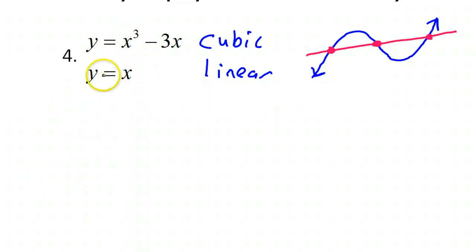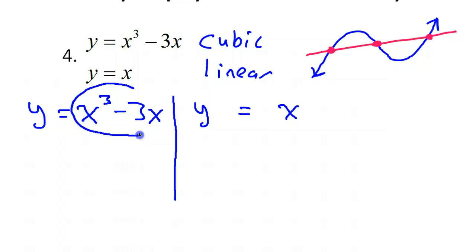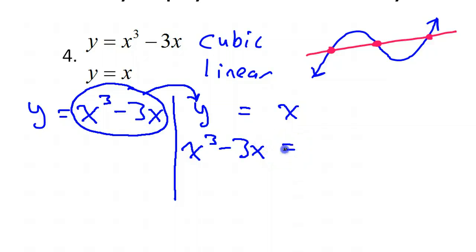Alright, let's get ready for substitution. The first equation I have is y equals x to the third power minus 3x, and then I have y equals x. For substitution, I'm going to take this and substitute it for y in the other equation. So that's going to give me x to the third power minus 3x equals x. Just brought that down.